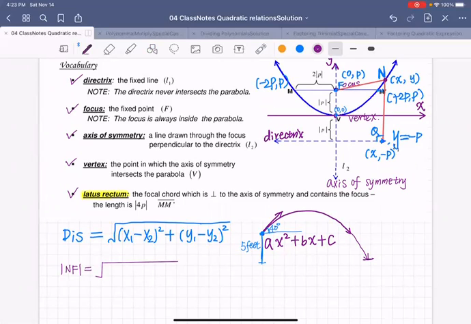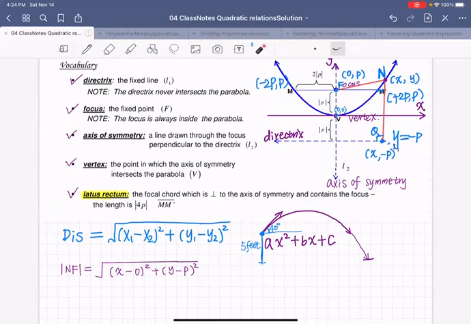Your N is x, so you do x minus 0 squared, because for point F, the 0 is the x value. So you do (x minus 0) squared plus (y minus p) squared, correct? Okay, so you have the NF distance.